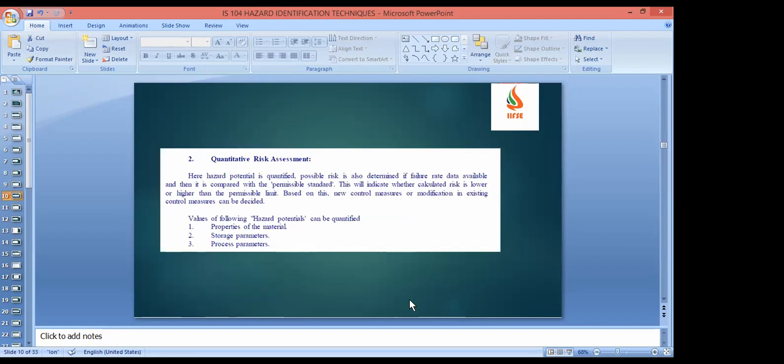In a quantitative assessment, the hazard potential is quantified and the possible risk is also determined from the failure rate data available, and then it is compared with the permissible standards. Here they will see the quantification. What will be the chances of failure? In how many cycles will it fail? If it fails, what will be the damage? Then they will compare with the permissible standards. This will indicate whether the calculated risk is lower than or higher than the permissible limit. Based on this, new control measures or modifications in existing control measures can be decided.